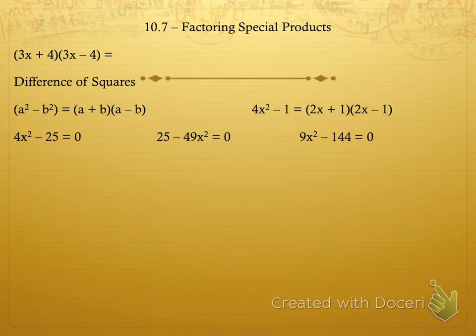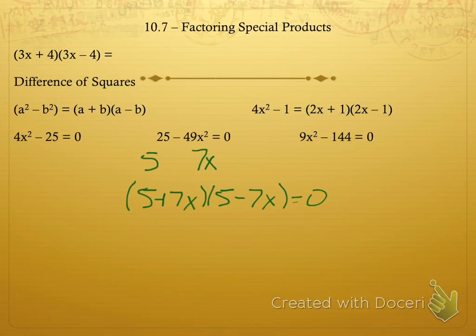With this second one, same thing. Don't change the order because I want a subtraction sign in between them. So square root of 25 is 5. Square root of 49x squared is 7x. So then I'm going to add those and subtract them together. Then go ahead and solve each one. I get negative 5/7 over here and positive 5/7 over here. Easy enough. The hardest part is seeing it when you're doing these problems.